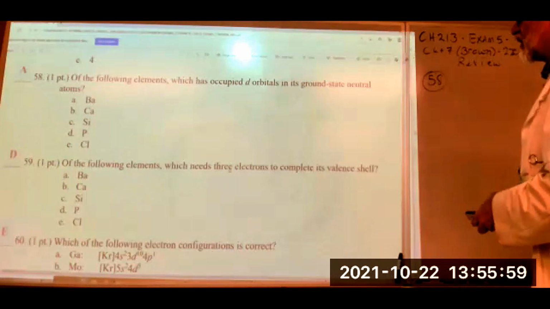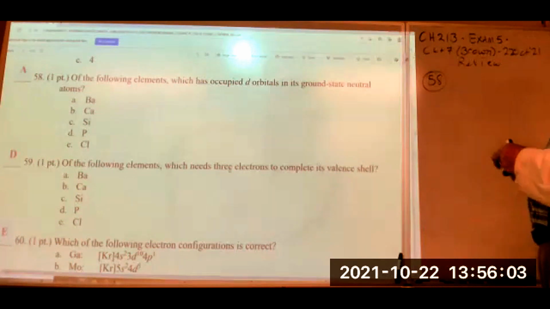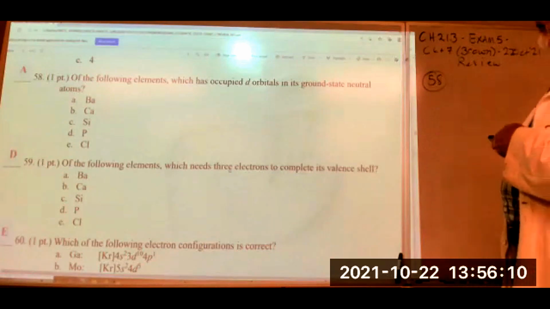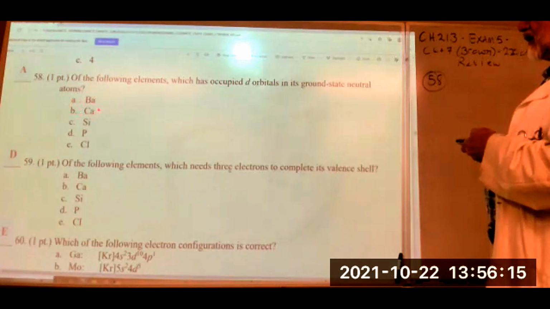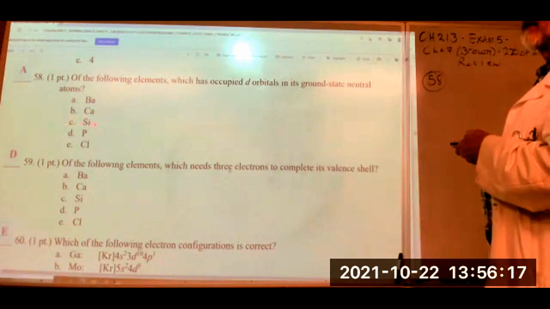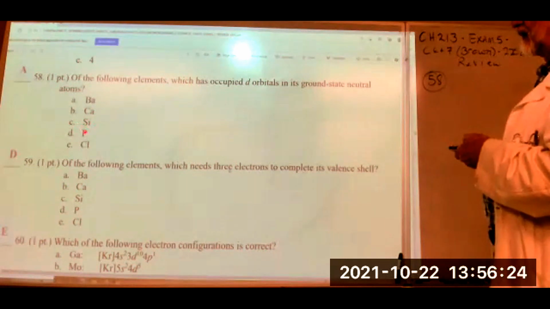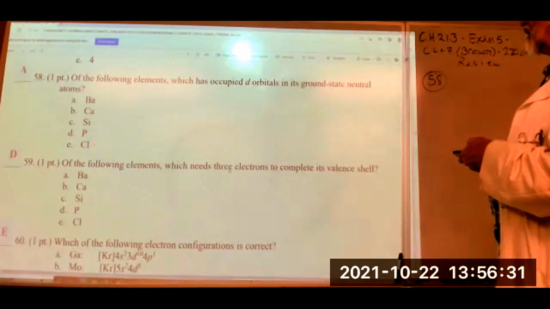Of the following elements, which has occupied d orbitals in its ground state neutral atoms? Occupied d orbitals. That means they're coming from transition elements, right? So all I have to do is look down here and say, all right, which one's transition? Nope, alkaline earth. Nope, alkaline earth. Silicon? Nope. It's a metalloid, actually. It's non-metal. Phosphorus? Nope. It's a representative element. Below it, it's in nitrogen. Chlorine? Oh, wait a minute.